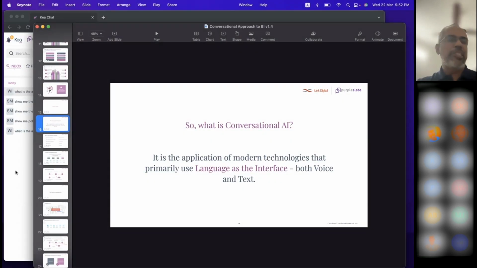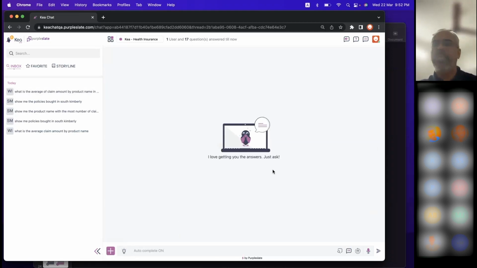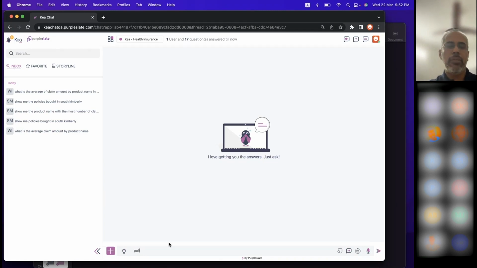So I was telling you about how a conversational approach could really help. Just like how we have a chat interface, whether it is Microsoft Teams, Slack, or Google Chat, whatever it is, I think a similar interface, a similar experience, can really be used to get answers. Say, for example, I'm going to ask questions like this.